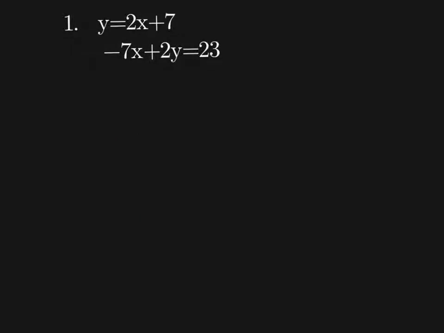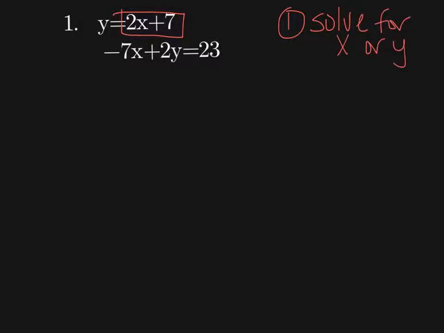So we have our two equations. It says y equals 2x plus 7 and negative 7x plus 2y equals 23. Now again, the first thing you need to notice is that one equation is solved for either x or y, and the top one is. So the first thing you're doing is making sure it's solved for x or y. And that one's solved for y. So when you get that, I always put a box around it because we're going to use that in a little bit. You're going to sub that into the other equation.